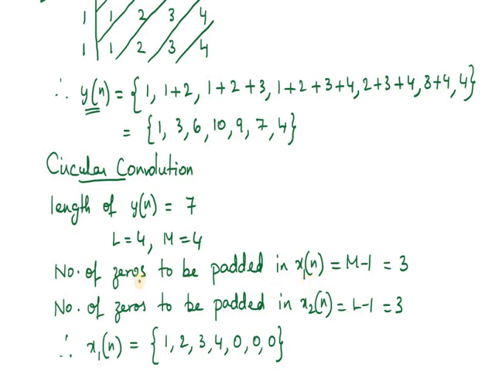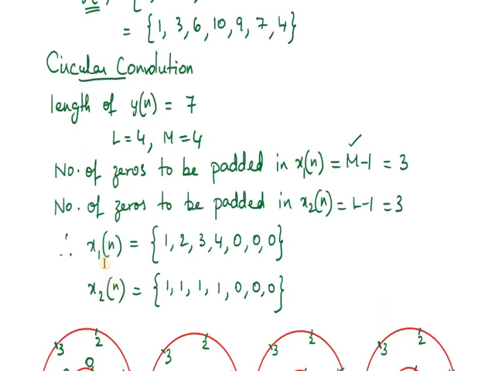The number of zeros to be padded in x1 of n is equal to M minus 1. Here M is the number of samples in x2 of n, so this is equal to 4 minus 1, that is 3. The number of zeros to be padded in x2 of n is equal to L minus 1. Here L is the number of samples in x1 of n, so this is also equal to 3. Next we need to pad with zeros. Therefore x1 of n will be 1, 2, 3, 4 padded with 3 zeros, 0, 0, 0. And x2 of n is also equal to 1, 1, 1, 1 followed by 3 zeros.